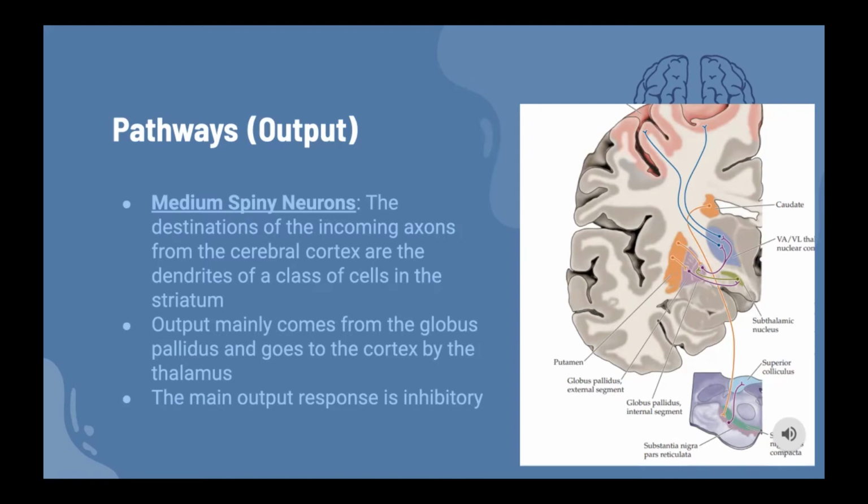Output mainly comes from the globus pallidus and goes to the cortex by the thalamus. The main output response is inhibitory.